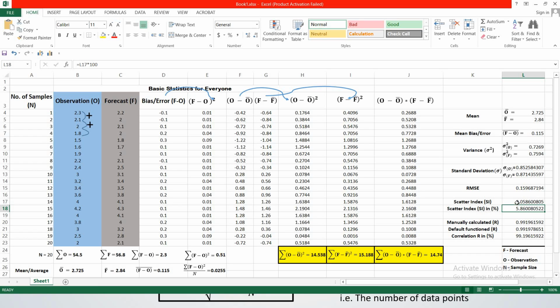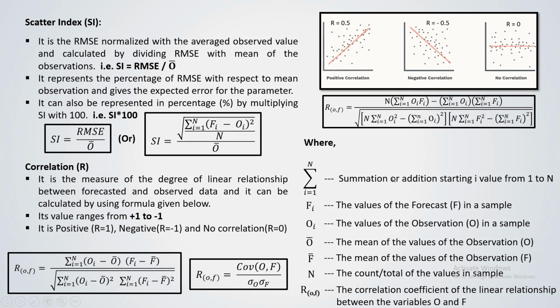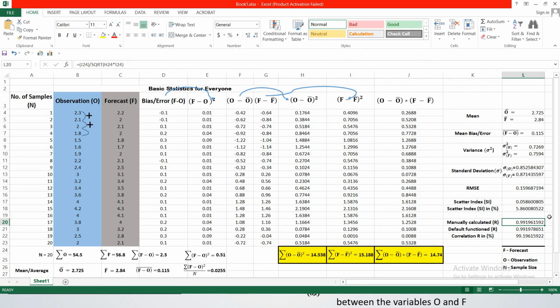If my scatter index value is 0.05, and I convert that into a percentage, I'll get the scatter index as 5.86 percent, right? In the same manner, I can also compute the next parameter, that is correlation. If you see the formula of correlation, any one of these three formulas we can use, but in this video I have used this formula to compute the correlation manually.